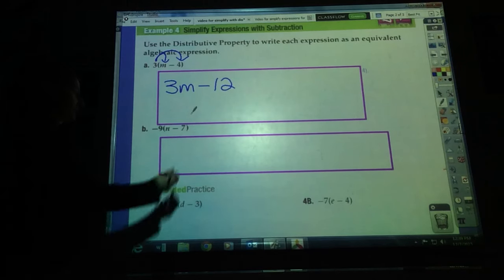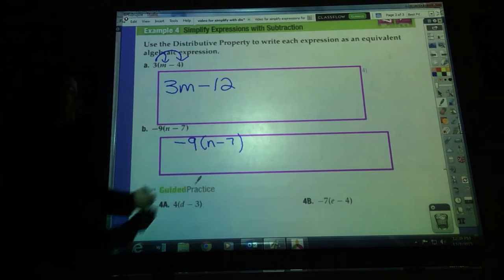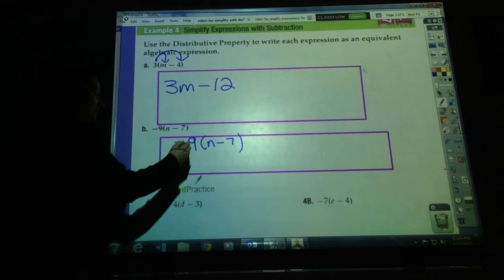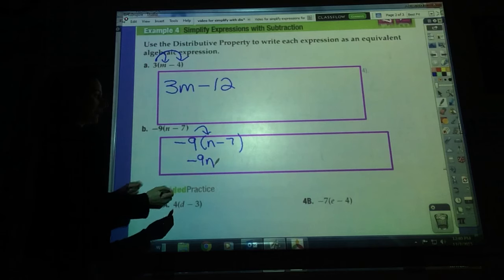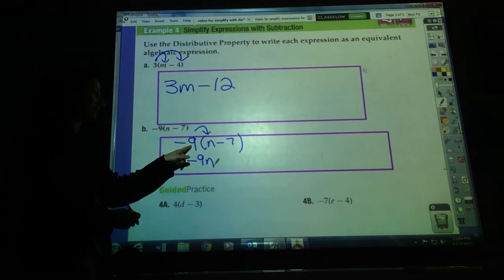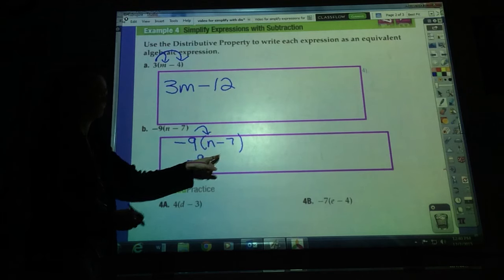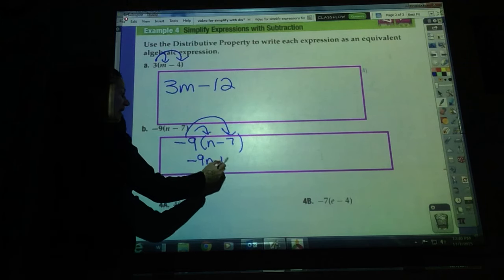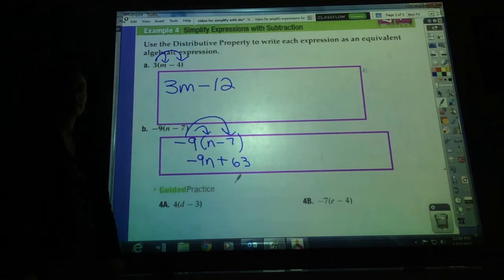Now this one's pretty tricky. Watch this one closely. I'm going to recopy it for you. The number outside the parentheses this time is a negative. So I've got to be really careful when multiplying. Negative 9 times n is negative 9n. But look at this. Not only do I have a negative 9, but I've got a minus 7, which means this really is like a negative 7 as well. And negative 9 times negative 7 is positive 63. So instead of bringing down a subtraction, I bring down an addition.